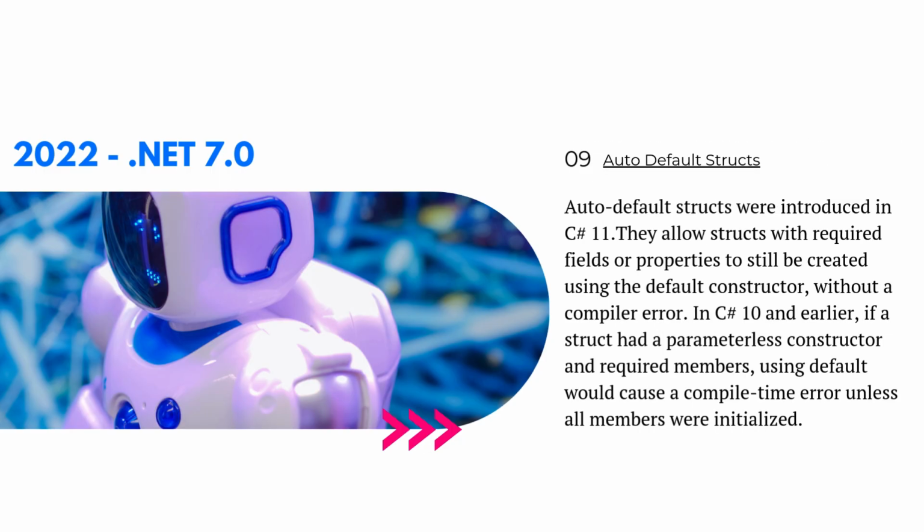Auto-default structs were introduced in C# 11. They allow structs with required fields or properties to still be created using the default constructor, without a compiler error. In C# 10 and earlier, if a struct had a parameterless constructor and required members, using default would cause a compile time error unless all members were initialized.